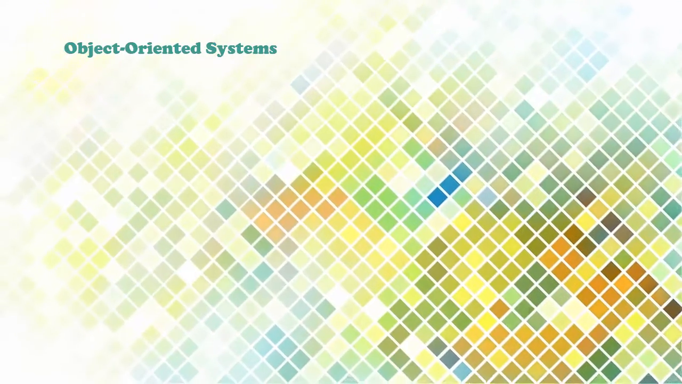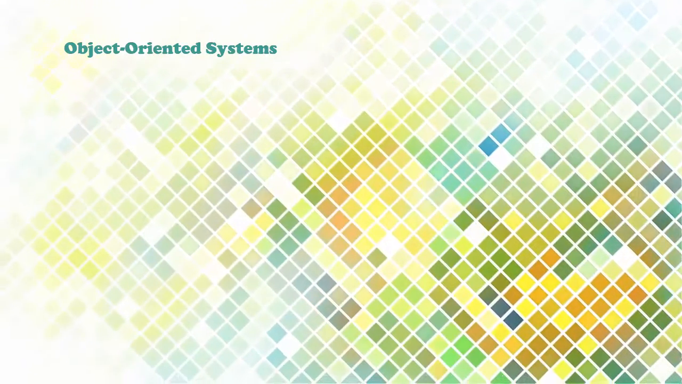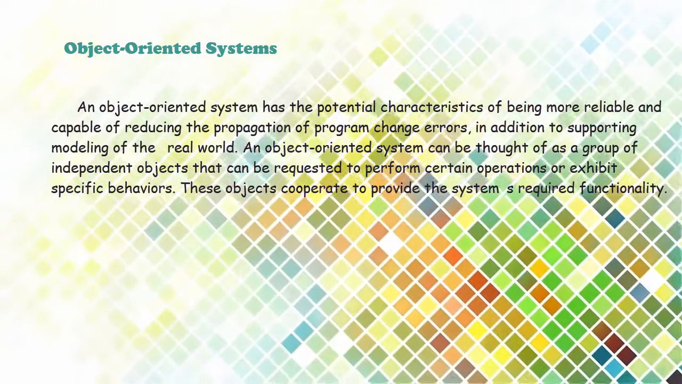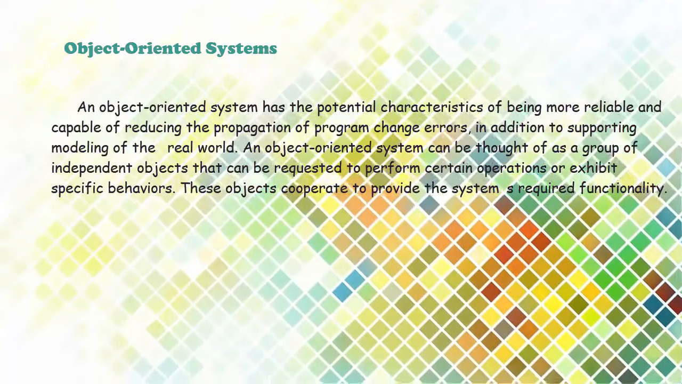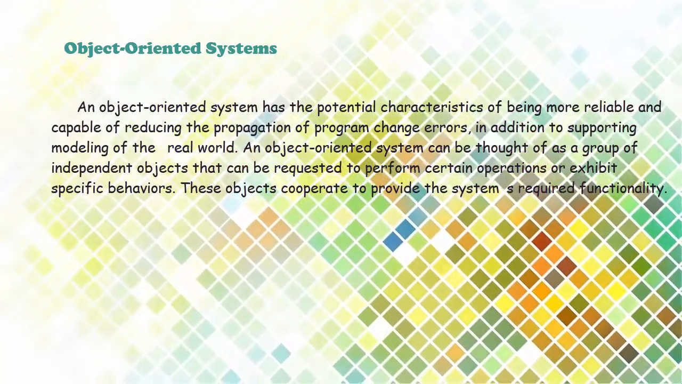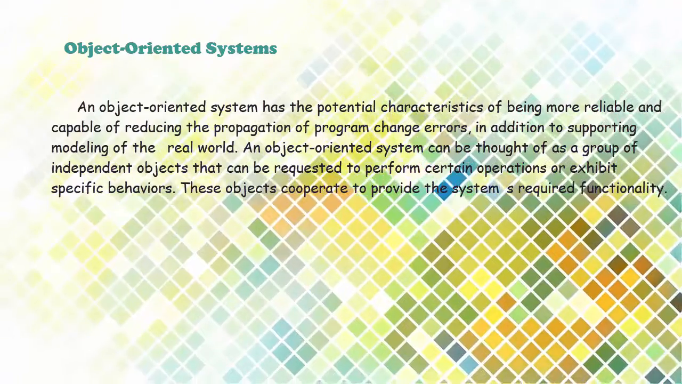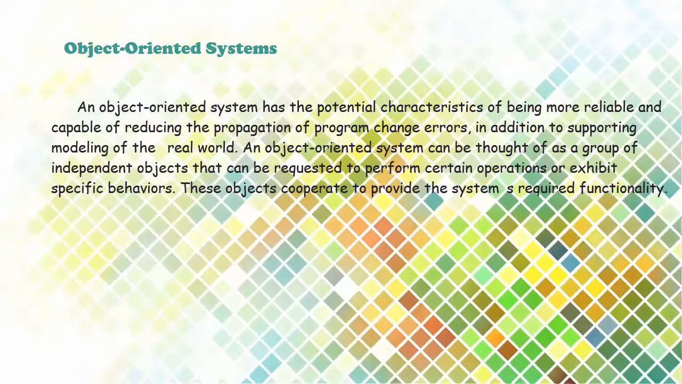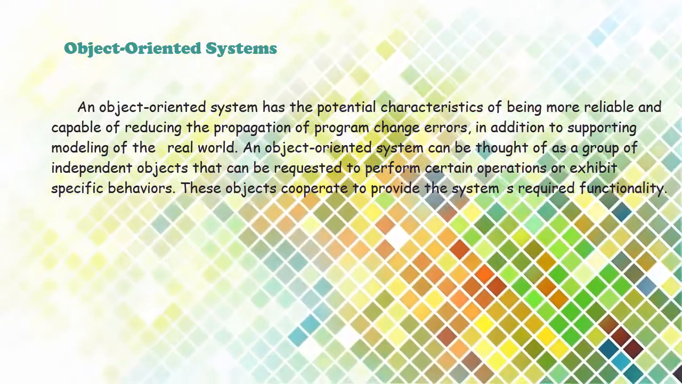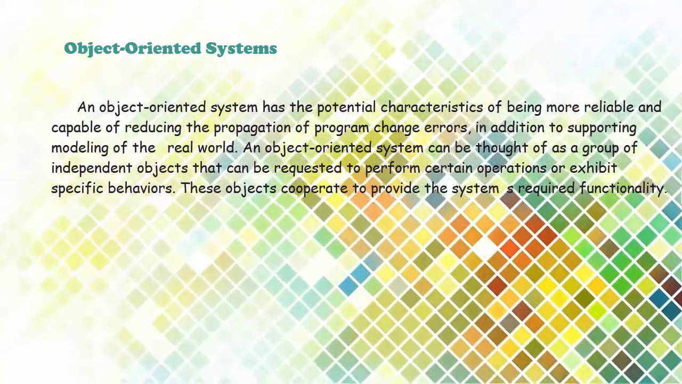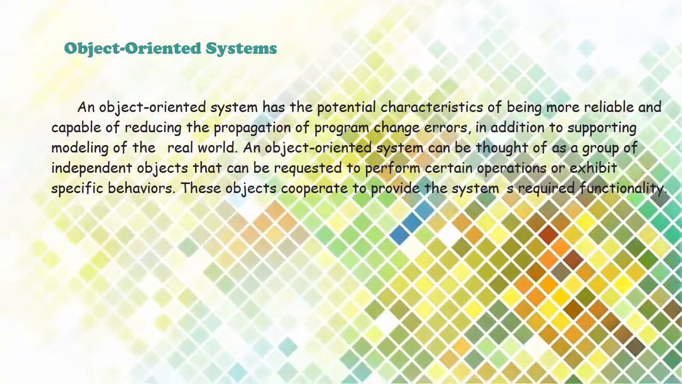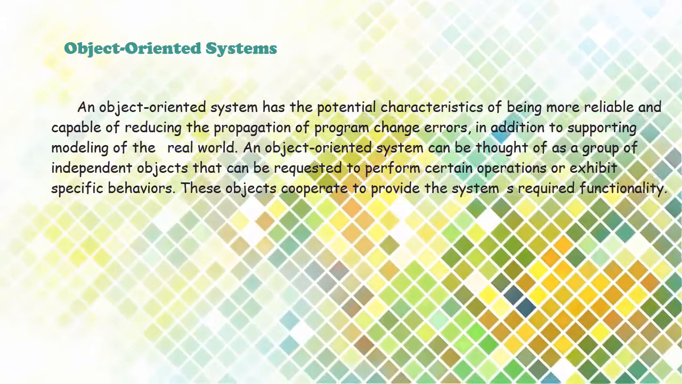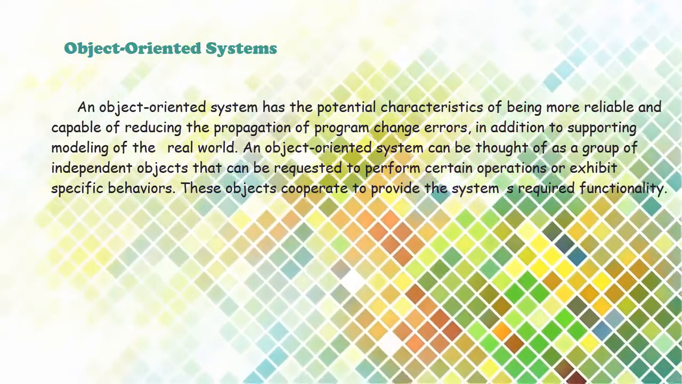And the last topic for this presentation is object-oriented systems. So an object-oriented system has the potential characteristics of being more reliable and capable of reducing the propagation of program change errors, in addition to supporting modeling of the real world. An object-oriented system can be thought of as a group of independent objects that can be requested to perform certain operations or exhibit specific behaviors. So these objects cooperate to provide the system's required functionality.